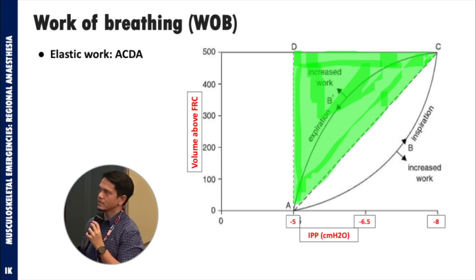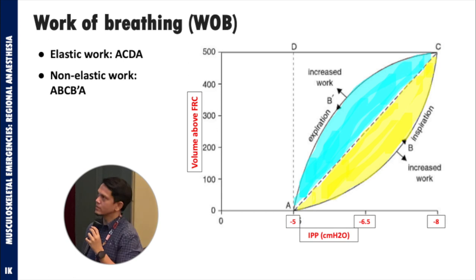That means the FRC is a certain volume. So this whole thing shows the tidal volume. This is not like the compliance curve, which shows from residual volume to TLC. This is only showing the tidal volume, the normal work during tidal breathing. So you have two components. The elastic work is the triangle from A, C, B, A. This one, this is elastic work.